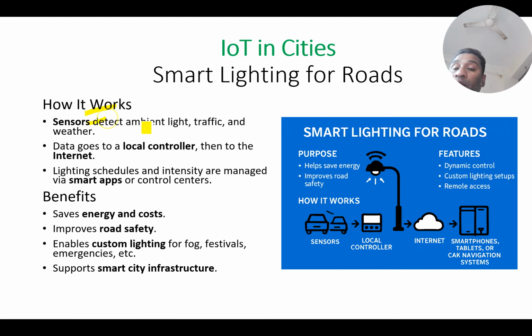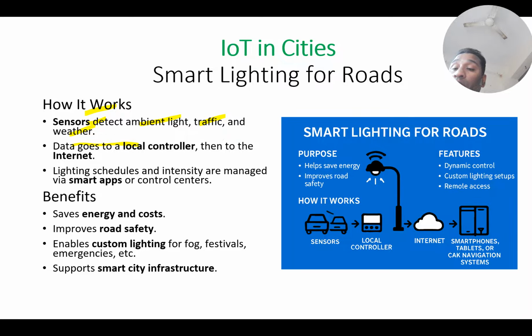Sensors detect ambient light, that is the natural light, the sunlight, traffic and weather, right? As I said, weather is also a factor. Like I said, there is a summer season and a winter season, and sometimes a cloudy day will be there. In a cloudy day it is dark, so in that scenario also the light should remain on, right?